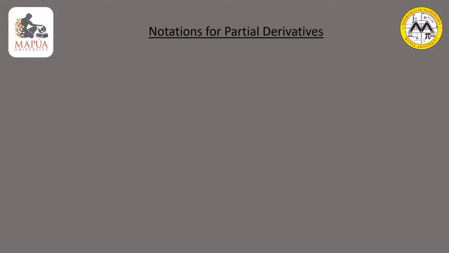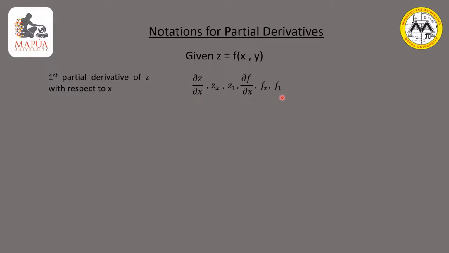Let us now look at different notations for partial derivatives. Consider z a function dependent on two variables x and y, where x is the first of the independent variables and y the second. The first partial derivative of z with respect to x would be denoted by any of the following symbols. You have partial derivative of z with respect to x, or you can have the subscript notation z sub x or z sub 1, indicating as a subscript the variable of differentiation, or we can have partial derivative of f with respect to x, or f sub x, f sub 1.